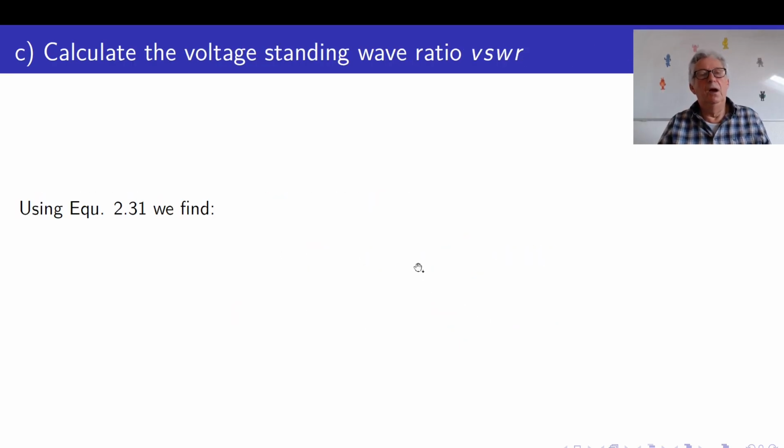Having these two values, we can also calculate the voltage standing wave ratio, and we will find the voltage standing wave ratio is given as Umax over Umin, and in our case this is 2. So this finishes the calculation of the two problems.